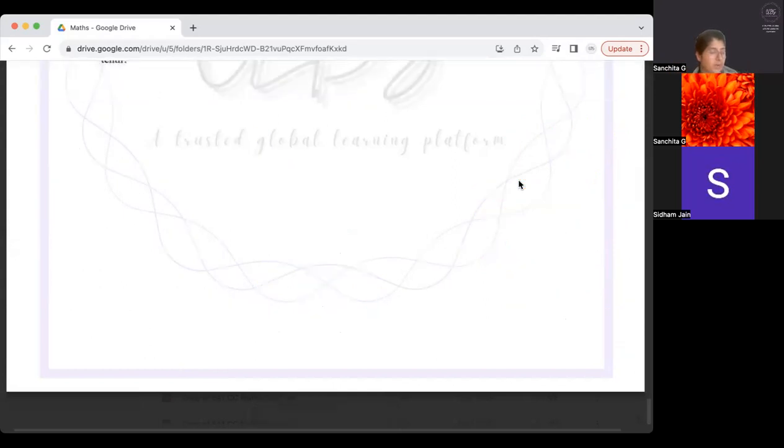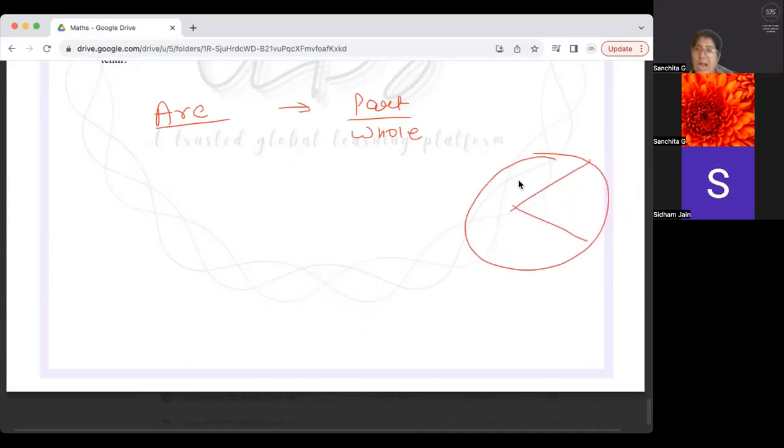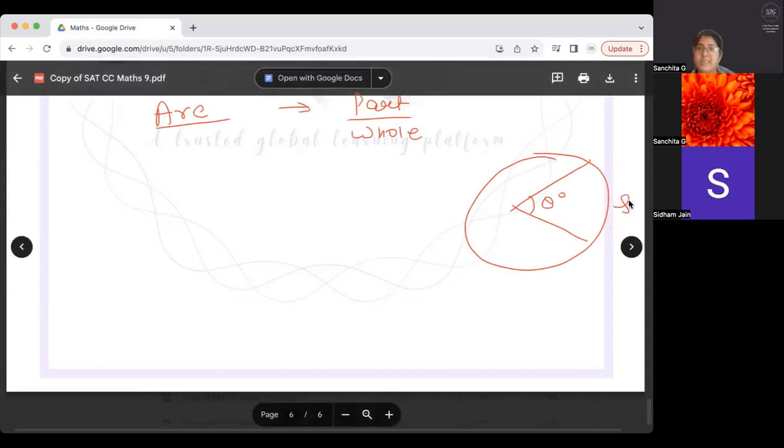Arc is nothing but part over whole concept, okay? Please remember, part over whole. So what did we do? Again, let's draw it. Circle, arc. This is my central angle, 70 degrees. Or let's say I'm generalizing it now: the central angle is theta, and I'm taking the length of this particular minor arc as S.